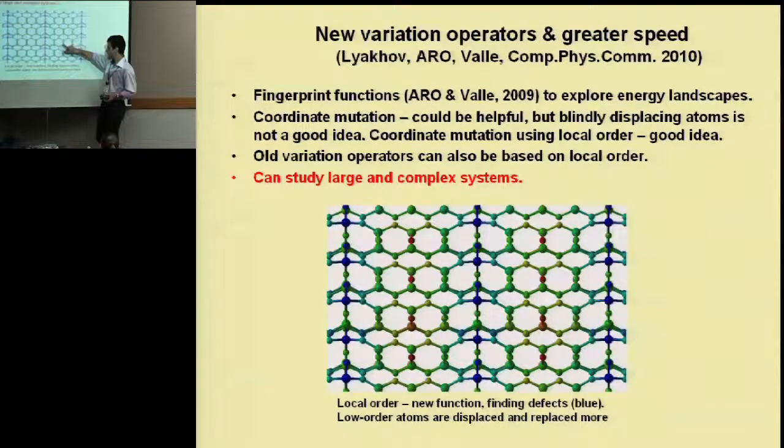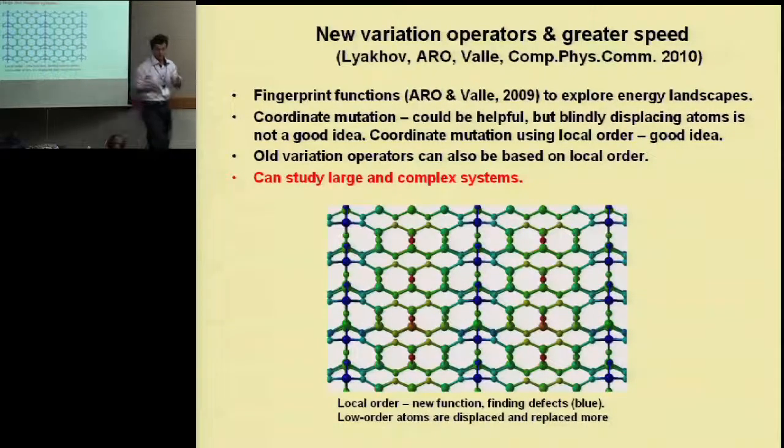The function is called a degree of order, or local order. Red atoms have high values of order, blue atoms have low values of order. And so immediately this plots for you the region of a defect. Yeah? So if you want to change something in the structure, mutate something in the structure, you know where to start. These regions must be mutated before these regions get shuffled around.